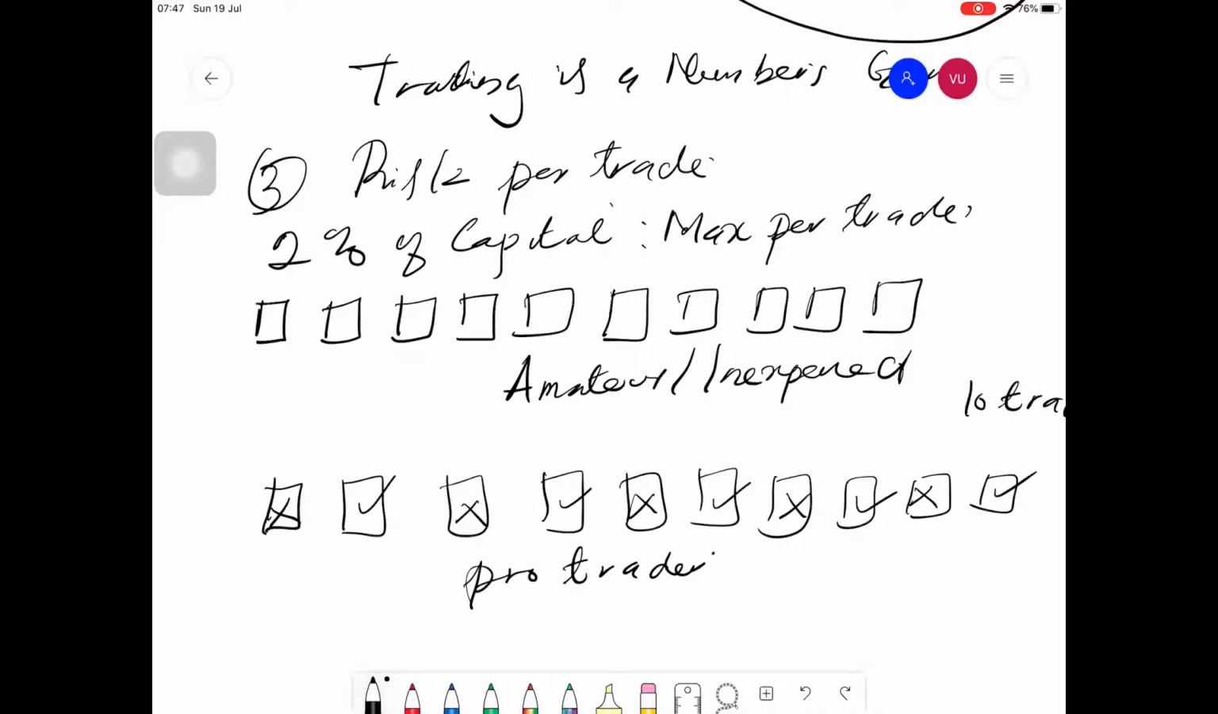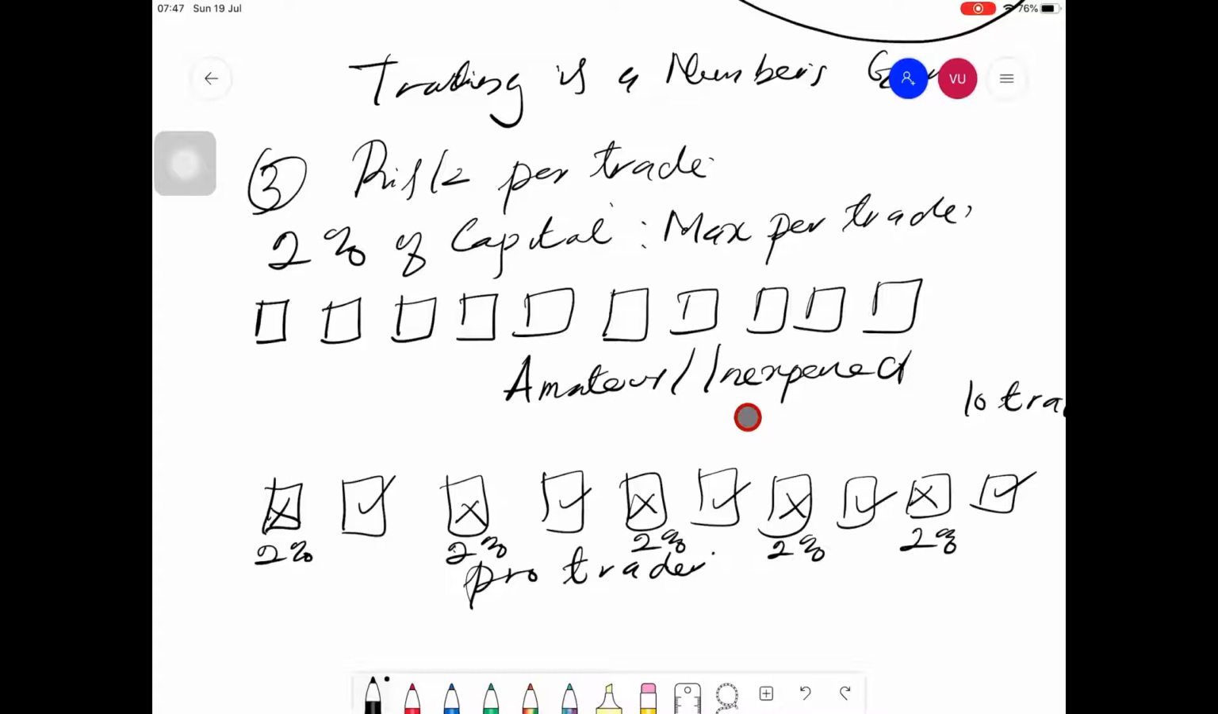Every time he loses, he makes sure his loss is maximum 2%. And every time he wins, he makes sure that he's not impatient or greedy, to see 5 pips and say, let me quickly take this one and close it, I will try again. You understand? That is one of the itchy fingers, impatience and itchy fingers.